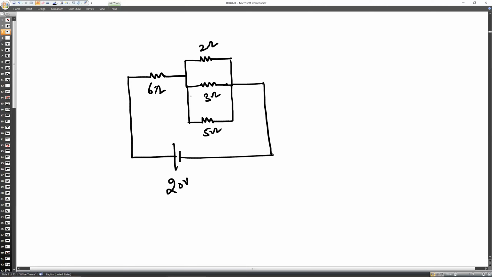Sir, the 6 ohm resistor. According to you, the 6 ohm resistor will receive the highest potential difference. Okay. Let's assume that this is a 6 ohm resistor. Just don't think there are three, because in parallel the potential difference remains the same. Whatever potential difference this will receive, this will also receive.